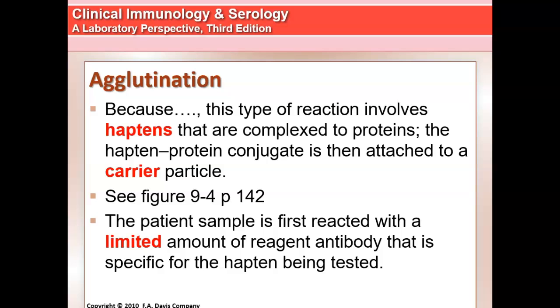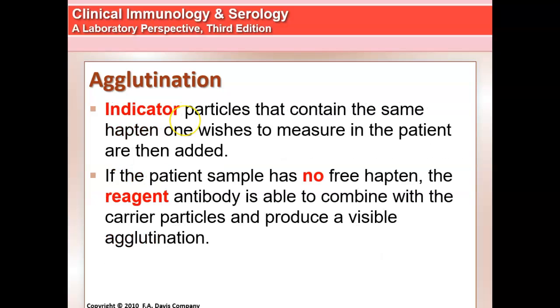This type of test or reaction involves haptens that are complexed to proteins. The hapten protein conjugate is then attached to a carrier particle. The patient sample is first reacted with a limited amount of reagent antibody that is specific for the hapten being tested. Indicator particles that contain the same hapten one wishes to measure in the patient are then added.